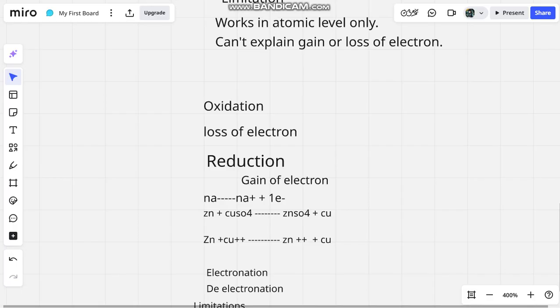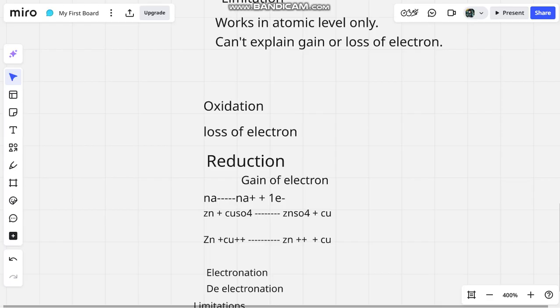Oxidation. What is oxidation? It's a loss of electron. Oxidation is basically defined as the part of reaction in which free atoms, ions, or atoms present in a molecule, let's say, undergo chemical change by loss of electron, right? Only by loss of electron.